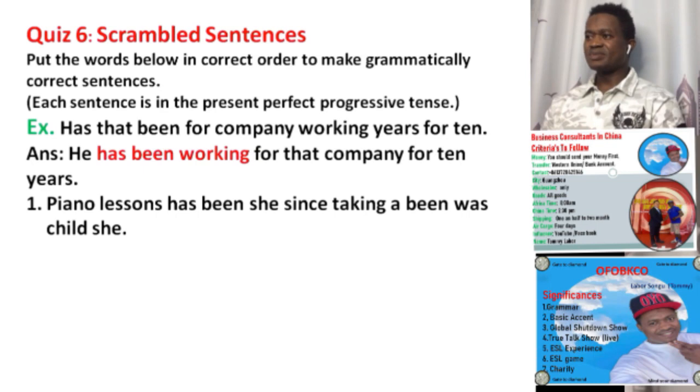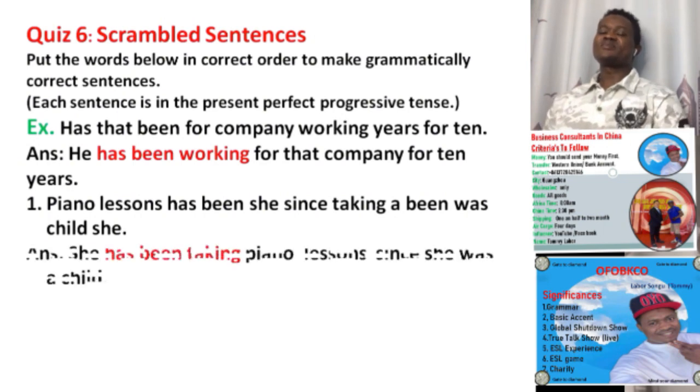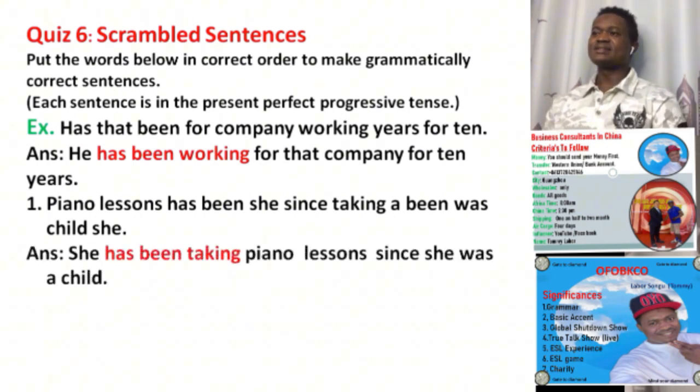Piano lesson has been since taking being was child she. It doesn't make sense. That's why I say a sentence must make sense. So you have to put the words into order. We call it grammatical function. If the words are not in order, then it doesn't make sense. So now let's try to make sense. She has been taking piano lessons since she was a child. This makes sense, right?